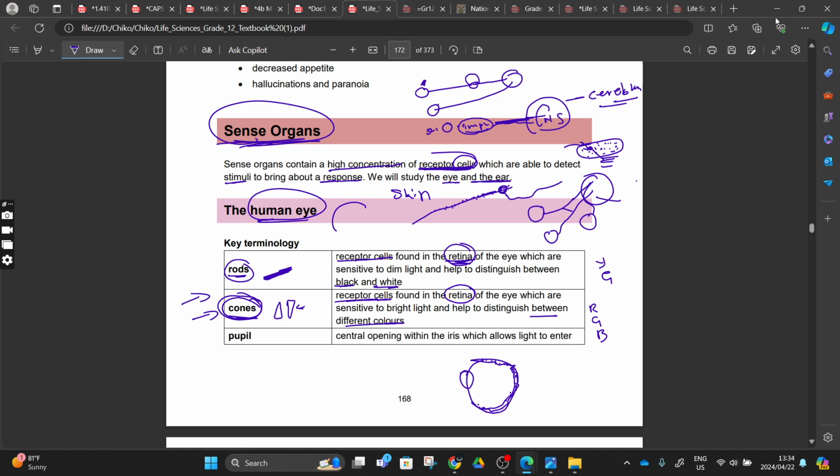The rods in the retina of the eye are sensitive to dim light, and they help to distinguish between black and white. Let's move on and you'll understand this. But the cones here are the receptor cells found in the retina of the eye which are sensitive to bright light, and they help to distinguish between the different colors.